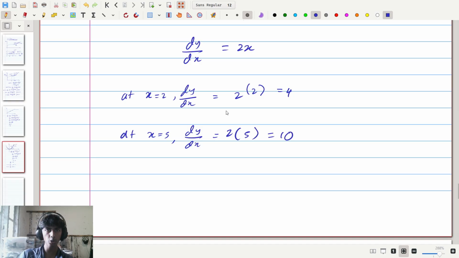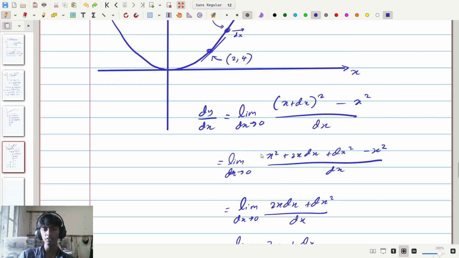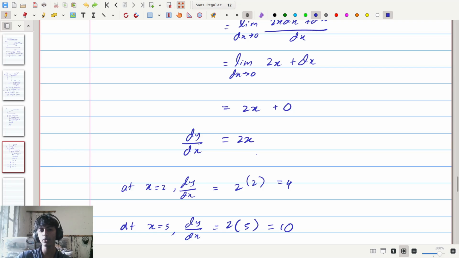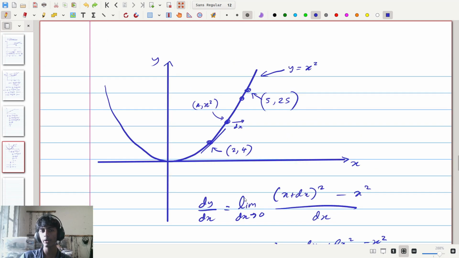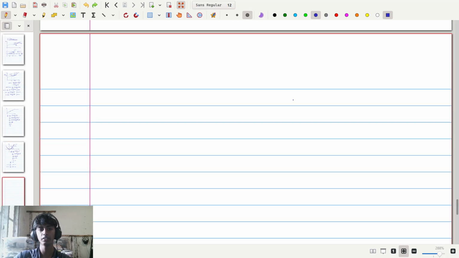So if you were to draw y equals x squared and draw the tangent line to this curve at x equals 5, you would find that the tangent line has a gradient of 10. This is what we mean when we talk about the gradient and the derivative. So here we can see a simple example of how we can use the derivative and the derivative value in general of x squared.